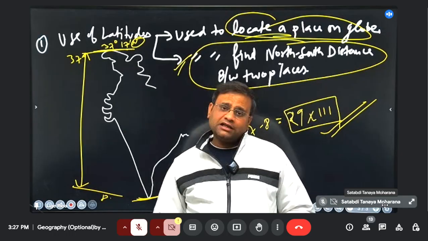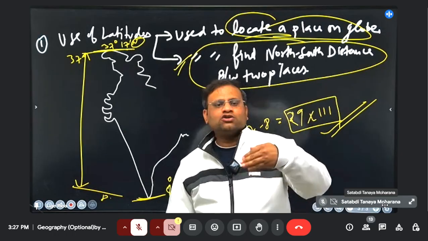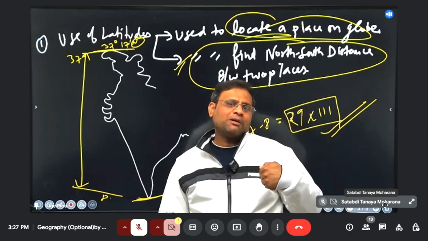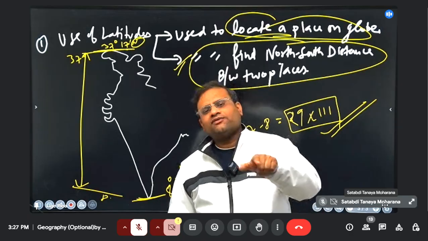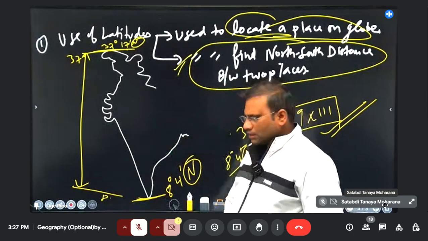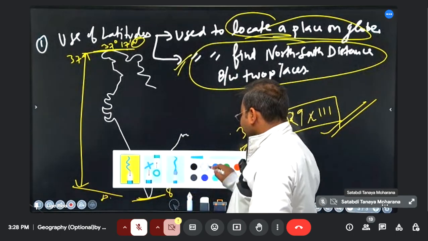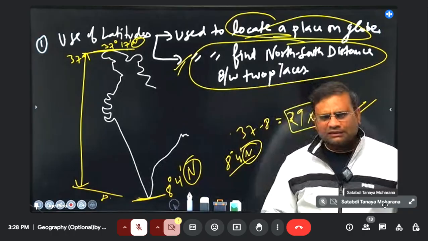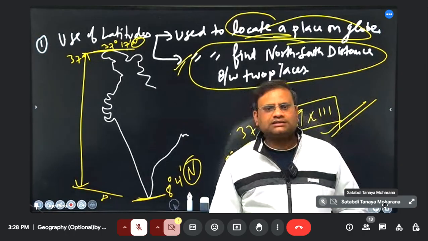So by latitudes, you can know where a place is, in the northern or southern hemisphere. And by longitude, you can exactly find out the location of a place. So that is the use of latitudes. I hope you have understood it. There is no rocket science in it, but there are some hidden conceptual things.